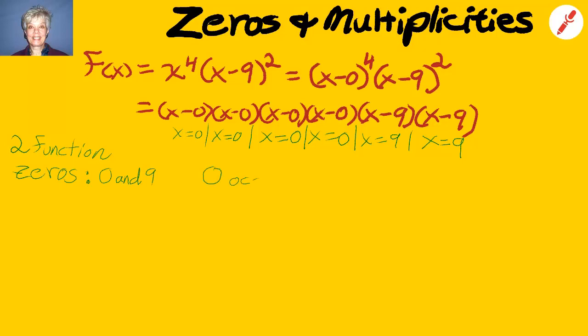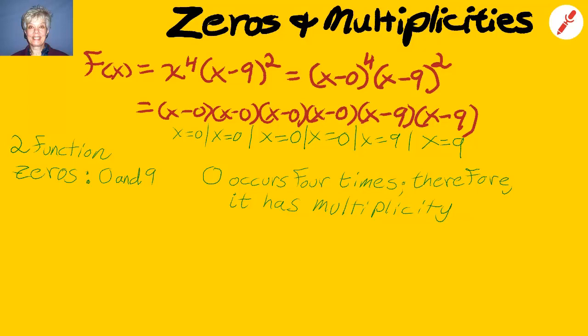Okay, 0 occurs 4 times. There it is. 1, 2, 3, 4. There are 4 of them. 0 occurs 4 times. And 9 occurs 2 times. The fact that 0 occurs 4 times means that, this is what we say, 0 has multiplicity 4. That's all multiplicity is: how often does the same number occur? It's nothing more complicated than that. 0 has multiplicity 4, and 9 has multiplicity 2 because it occurs 2 times in the function above.